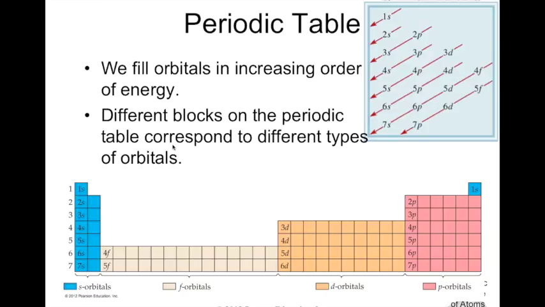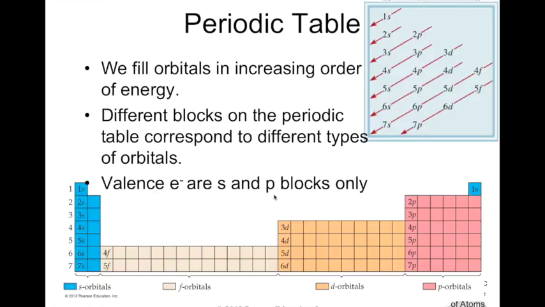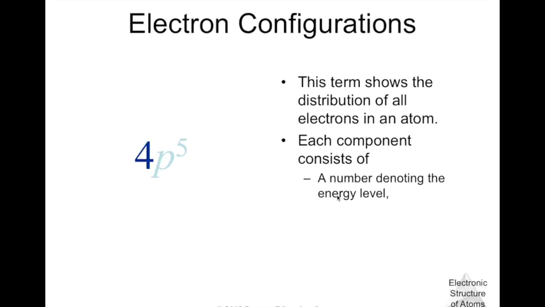These different blocks on the periodic table again correspond to those different types of orbitals. Remember, you've got the s orbital, which is the sphere, the p, which is like the two balloons tied together, the d orbital, which is like the clover. And when we're looking at valence electrons, so these are the outer electrons, we're only going to look at the s and the p blocks. The d electrons are not valence electrons. So when you're counting up how many outer electrons they have, you'll be looking at the s and the p. That's it. So this becomes important when we're talking about electron configurations.